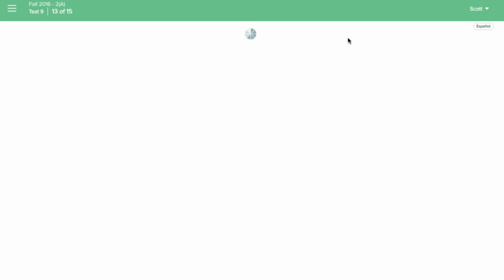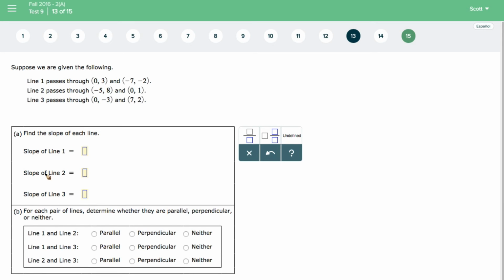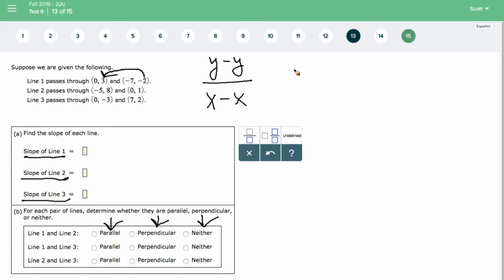Now the final three, all we need to do is find the slope. And from that we can tell if it's parallel or perpendicular or neither. Okay, now slope, we just take the two y's, y minus y on top, divided by x minus x on bottom. So what's negative 2 minus 3? Negative 2 minus 3 is negative 5 on top, and negative 7 minus 0 is negative 7. The negatives cancel out, giving me a slope of 5 over 7.